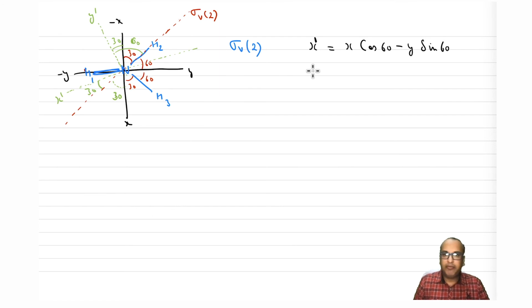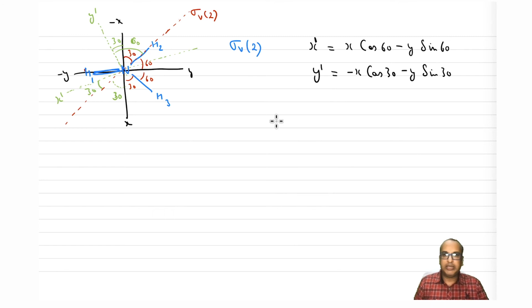Now similarly for y prime, so this is y prime. Again, try to put the projections onto the original x and y axis system, and this will be equal to, we can say it is making an angle of 30 degrees with minus x, so we can say minus x cos 30, and it's making an angle with minus y, so this will be minus y sin 30, right?